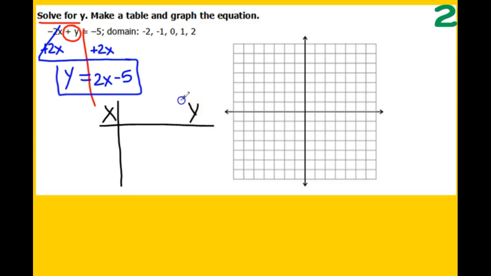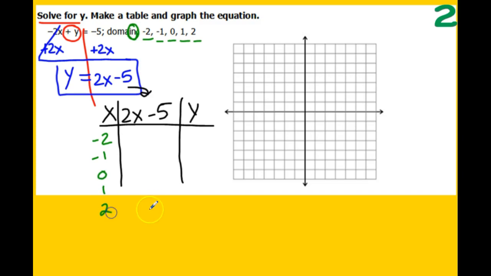I'm going to make my xy table with my equation in the middle, 2x minus 5. And it tells me my domain, what I'm plugging in, is -2, -1, 0, 1, and 2. So that's what we're plugging in for x. And like I said, those numbers are going in for x. So first it says 2 times x, and x is first a -2. And then we have to subtract 5.